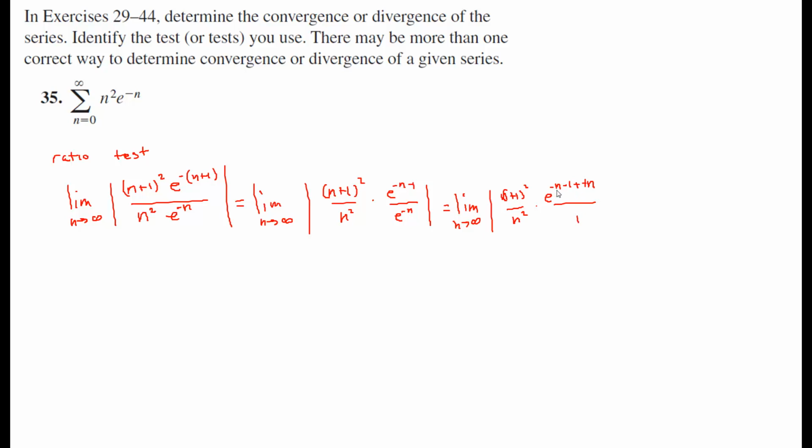Well, I get negative n minus 1 plus n. So these n's cancel out, which means when I finally apply the limit, I'm going to get a 1 from here, and I'm going to get an e to the negative 1 there. E to the negative 1, by the way, is less than 1, and therefore this series, n squared e to the negative n, converges by the ratio test.